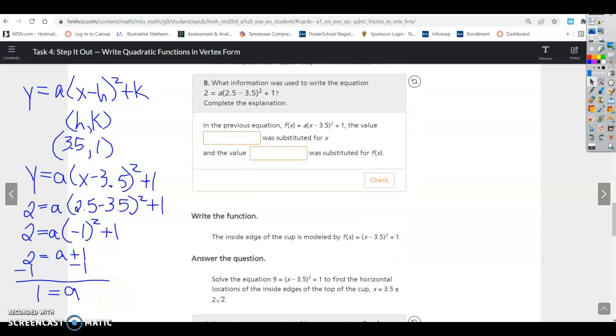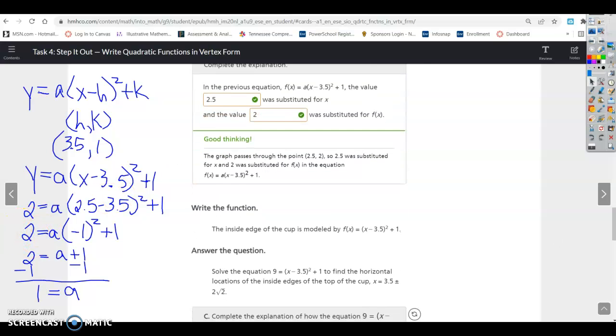So what information was used to write the equation? Complete the explanation. In the previous equation, the value 2.5 was substituted for x right here. We substituted 2.5, and the value 2 was substituted for f of x. 2 is the same thing as my y value. F of x is just function notation, remember.